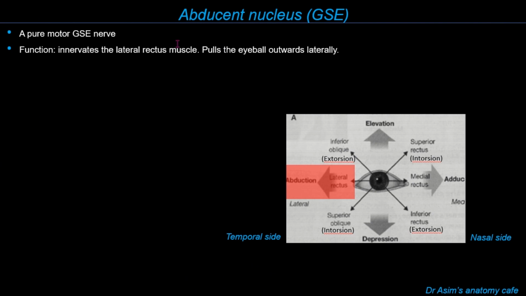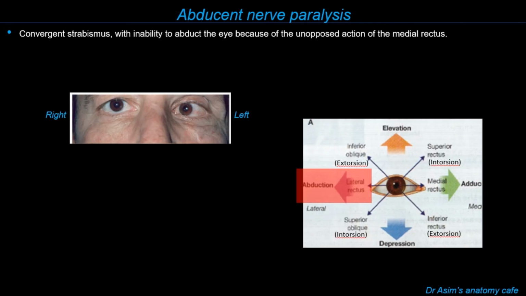Lastly, let's take up the abducent nerve nucleus, which is basically a general somatic efferent nucleus, which gives off general somatic efferent neurons, which then travel within the abducent nerve and eventually innervate an extraocular muscle called the lateral rectus muscle. The lateral rectus muscle pulls the eyeball outwards, or laterally, and that is the reason why when there is a lesion of the abducent nucleus or abducent nerve palsy, that results in a convergent strabismus.